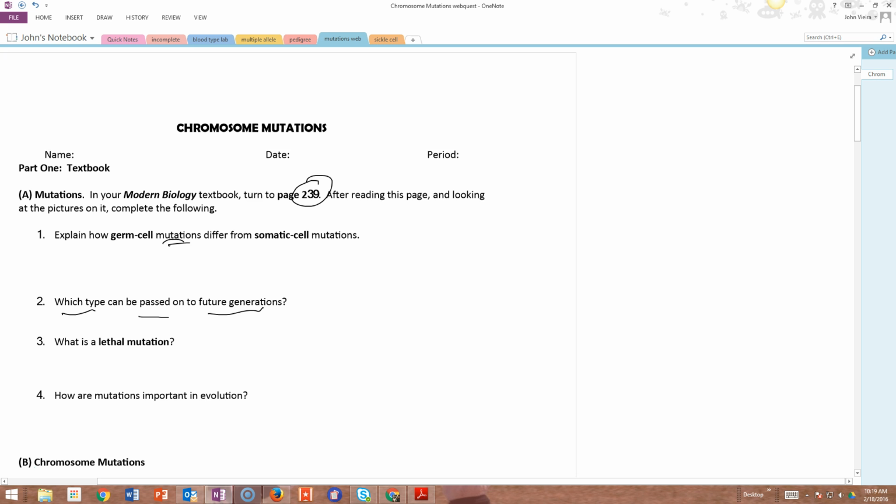Which type of mutation? Well, if there's a mutation in a germ cell, then that's going to affect the sperm and egg, and that mutation may show up in your kid that you yourself don't have. If there's a mutation in some DNA on a cell that makes up your arm, like the skin on your arm, your kid's not going to receive that mutation. So only the germ cell mutations can be passed on.